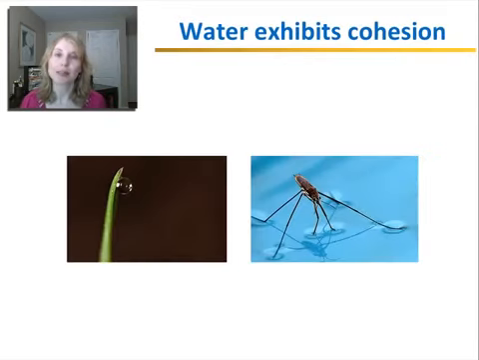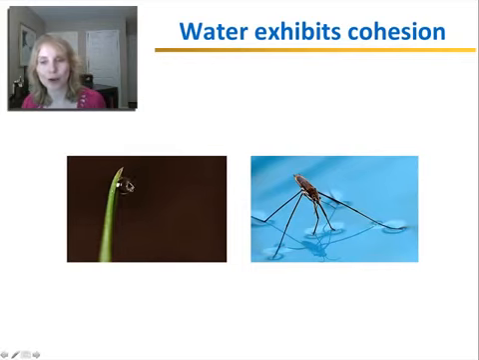Water also exhibits a property known as cohesion. Cohesion is the attraction that certain molecules have for each other. Water has hydrogen bonding that attracts the water molecules together, hence they exhibit cohesion. They don't break apart easily. And you can see an example of cohesion on this little water droplet on the leaf. Because the water molecules are attracted to each other, they form this neat little droplet.